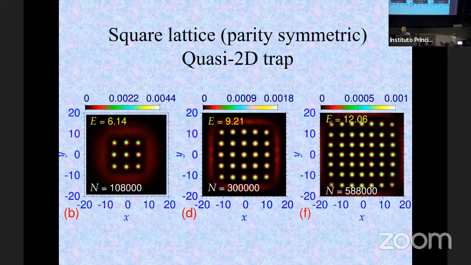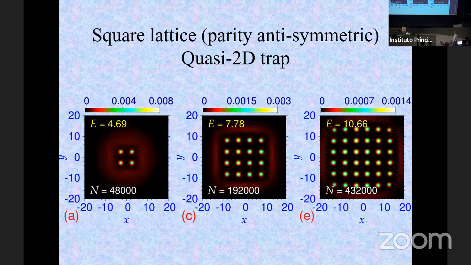This is the number of atoms, and this is always now the quasi-2D trap, the weakest trap, in the X and Y plane. The trapping frequency is 33, and in the Z direction it is 167. So these are the parity symmetric states. You have a maximum in the center: 3 by 3, 5 by 5, and 7 by 7. And now these are parity antisymmetric states, with 0 at the center: 2 by 2, 4 by 4, and 6 by 6.